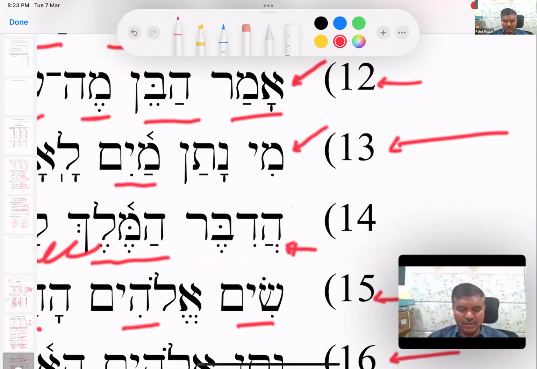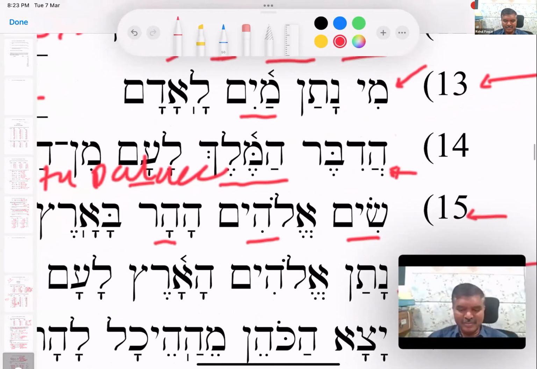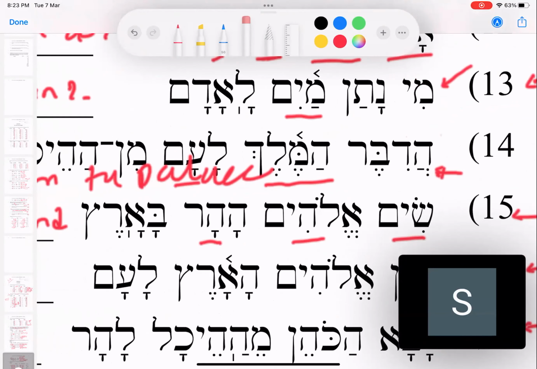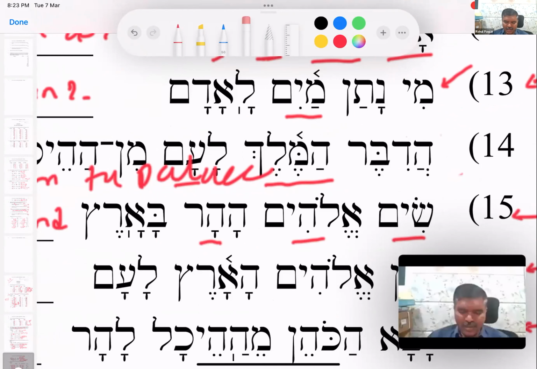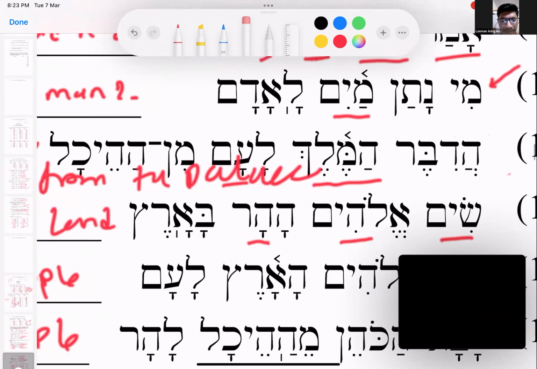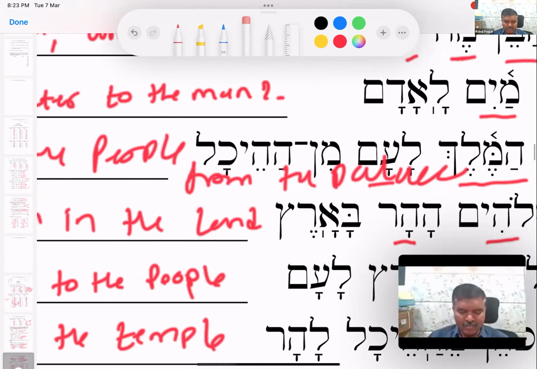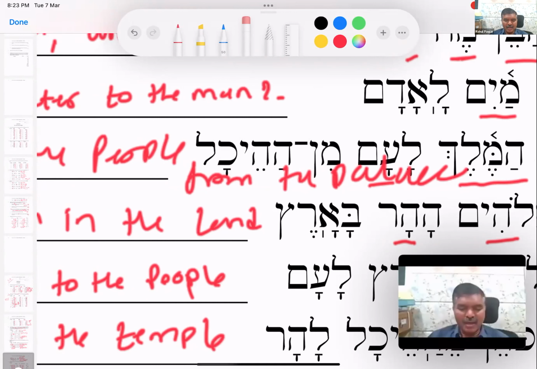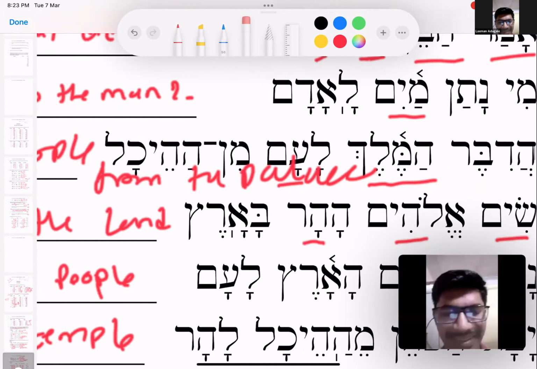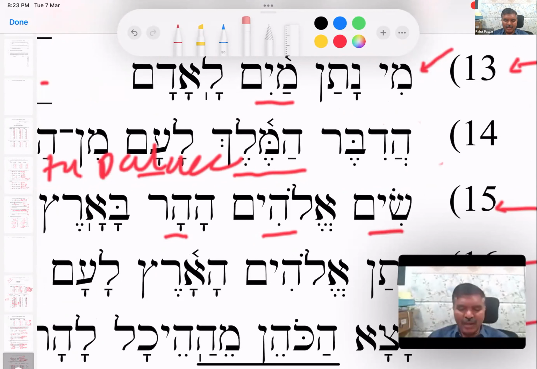Okay. 14th one. Lakshman Bhaiya, you read. Hadibber Hamelek La'am Min Hekal. Very good. Okay. So, what would be the meaning of Hadibber?